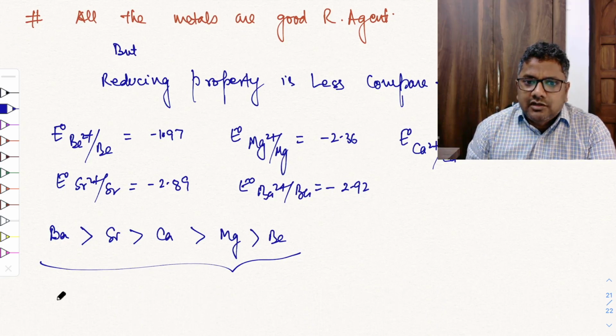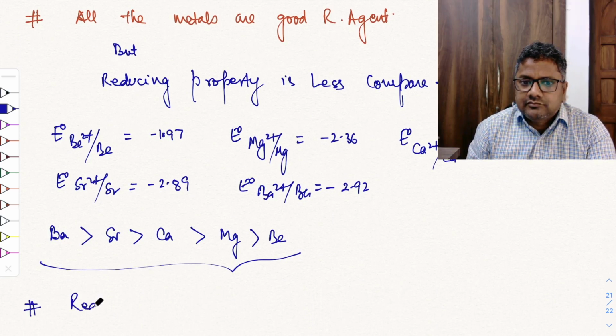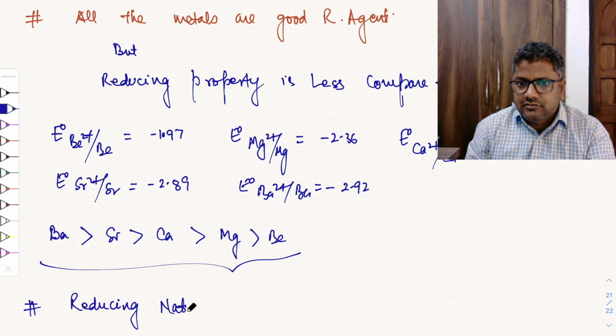So reducing nature increases down the group.